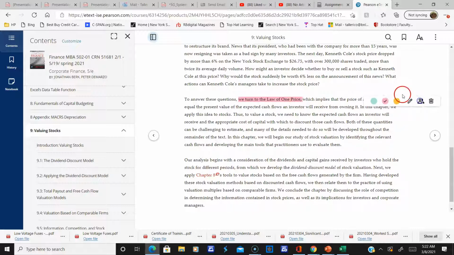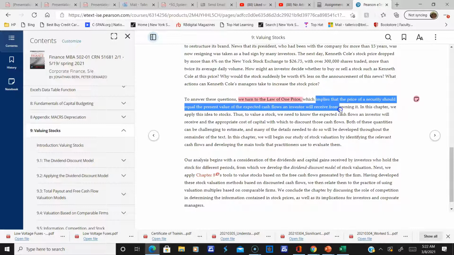finance, the underpinning theory, which implies that the price of a security should equal the present value of the expected cash flows an investor will receive from owning it, right? And we've seen that in many areas already. So we're going to apply this idea now to stocks.